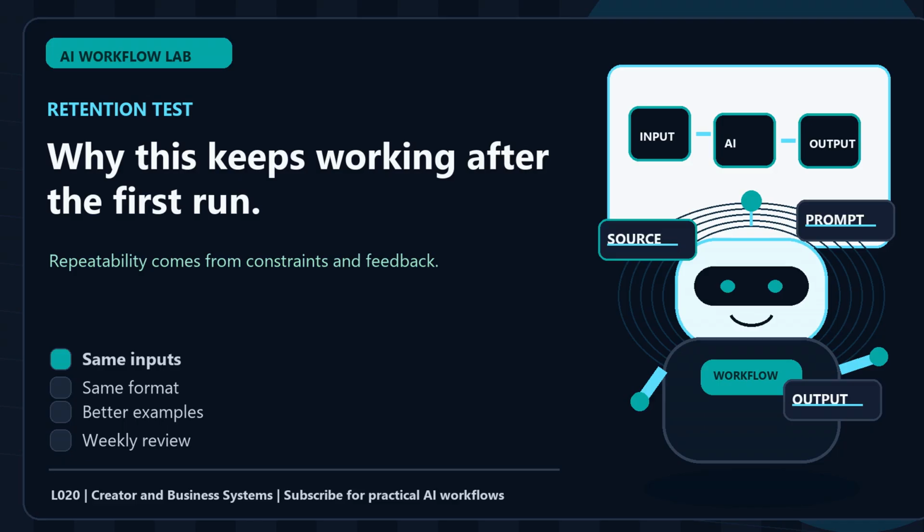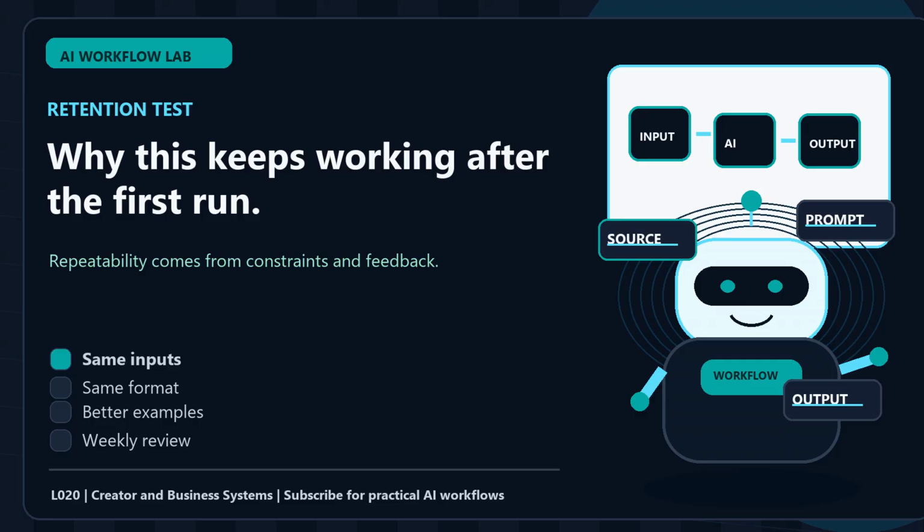The reason this can keep working is that every run teaches the system. When you use the same input categories and the same output template, you can compare results. You can see which recommendations were useful, which ones were too broad, and which ones needed better context. After each use, add one note. What did the assistant miss?